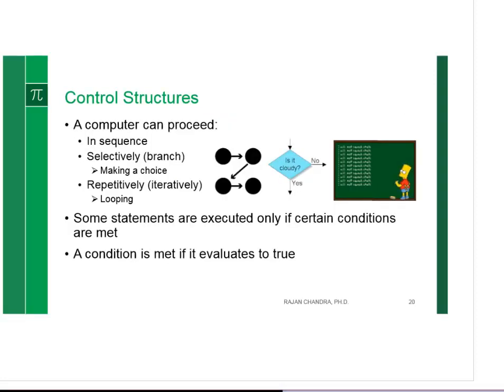And the control structures: there are 3 control structures that are supported by C programming. One is sequence, where we execute statements one after another. The second one is selective execution, which means you make a choice. The third one is repetition, where we repeatedly execute until something happens.